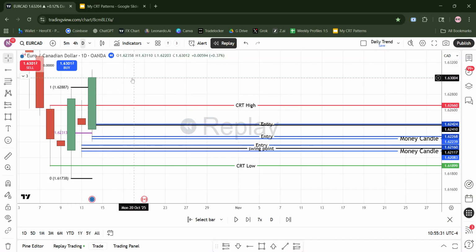So that was EURCAD. You can definitely take a look at that on your own. But again, you have your range candle. The money candle came a little later. Sometimes you'll have these pins to the low. But this was the concrete money candle that low did hold, and then these were the ideal entries here on Monday, and then Tuesday for the continuation up.